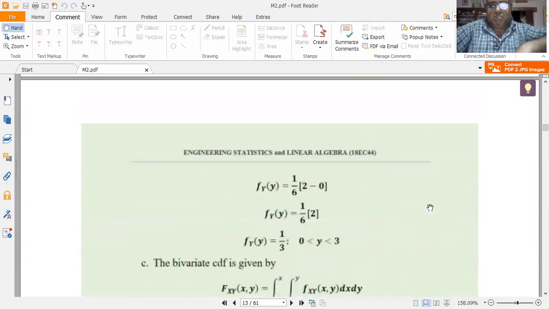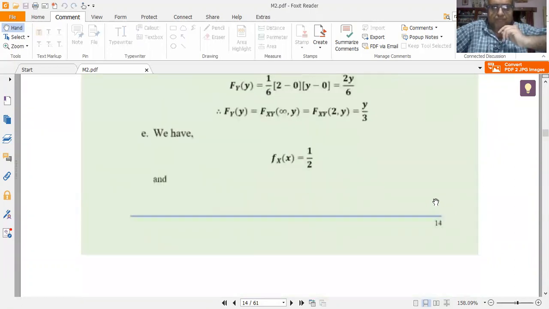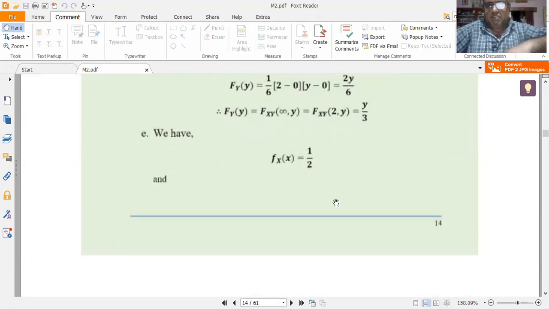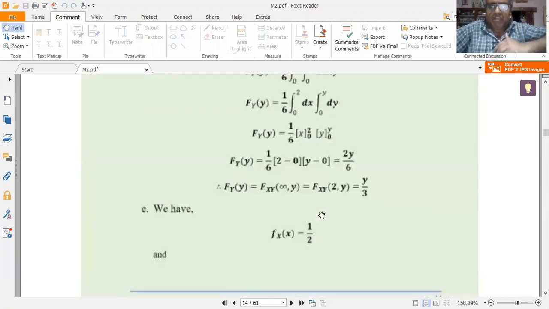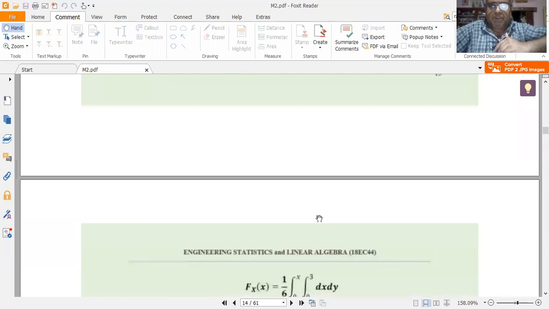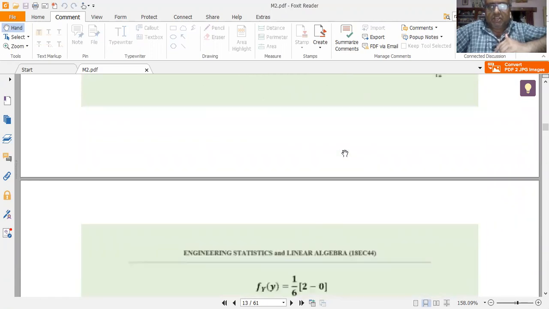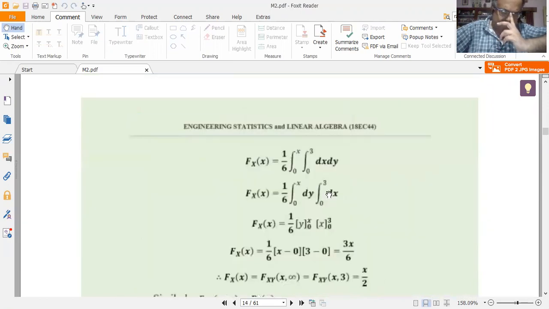There are many ways to do this. We shall follow one simple method. In part 2 or part 3 of this problem, I have obtained the marginal PDFs as fx of x is equal to 1 by 2 and fy of y is equal to 1 by 3. I have obtained the marginal PDFs here. Fx of x is equal to half for 0 less than x less than 2. Fy of y is equal to 1 by 3 for 0 less than y less than 3.